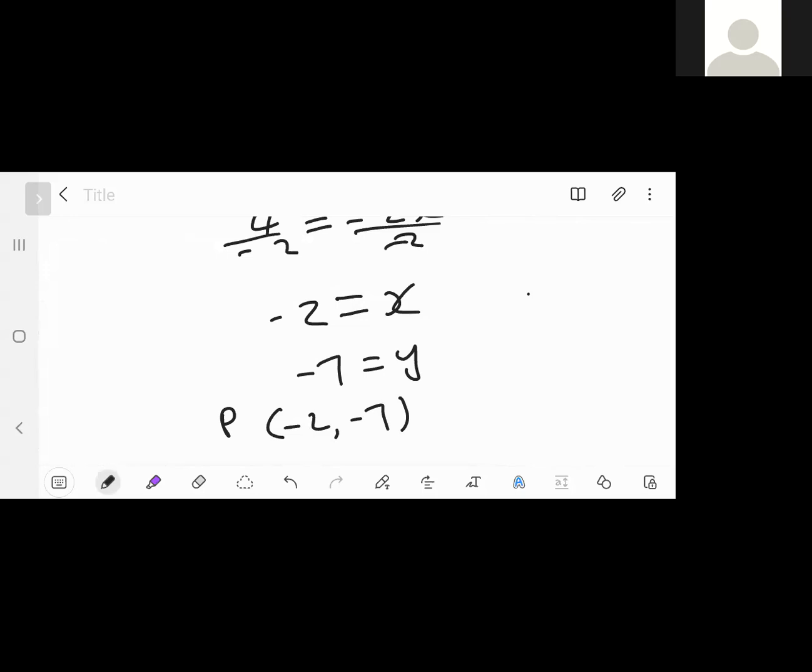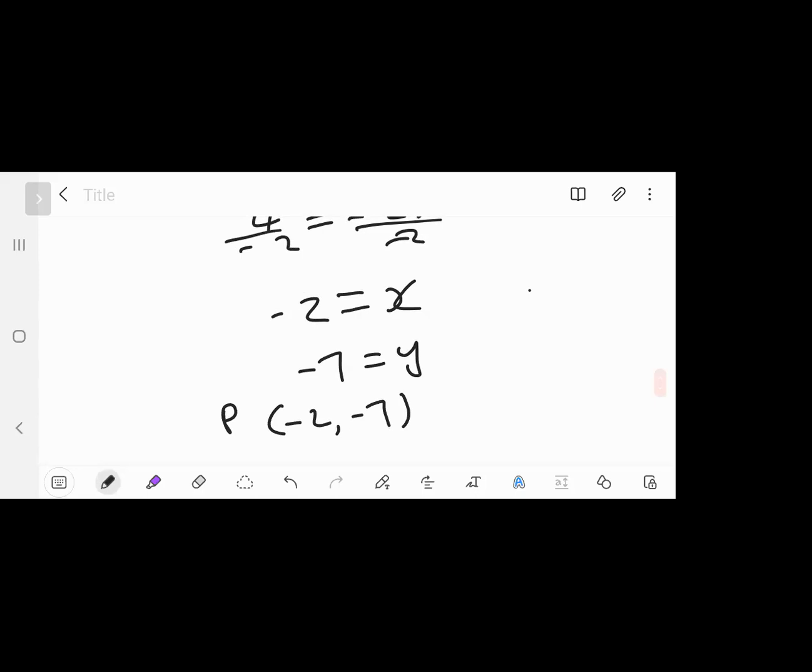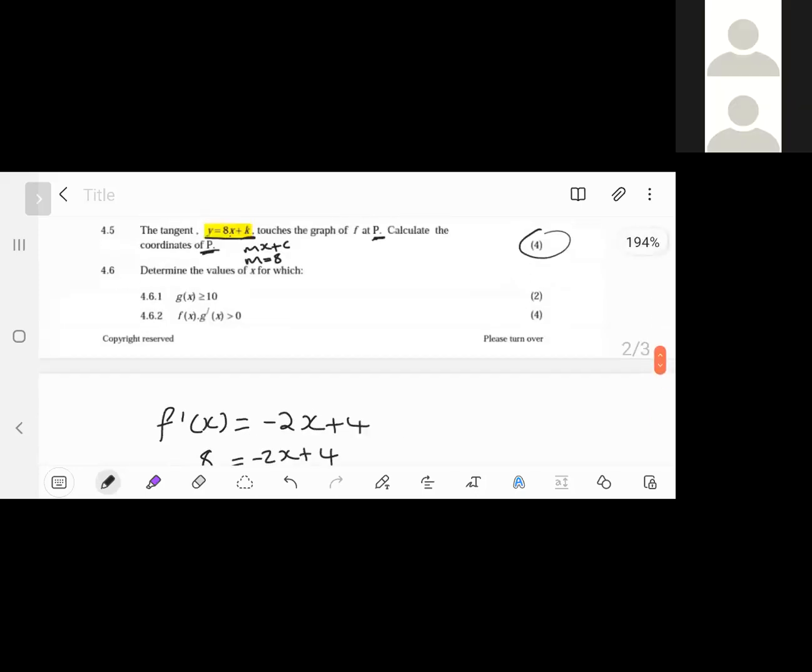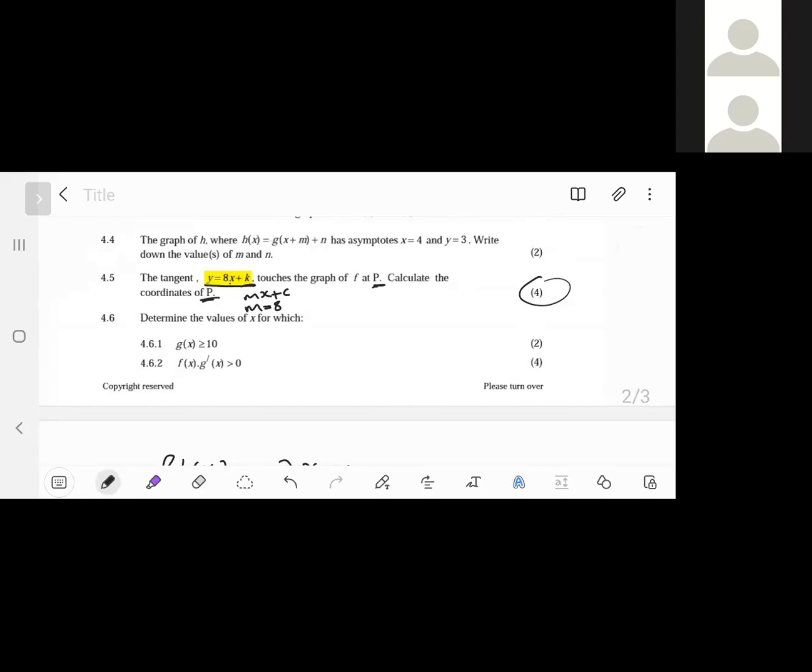Do we all agree? Yes, sir. Could you zoom it out so I can screenshot it? Is there anybody talking?